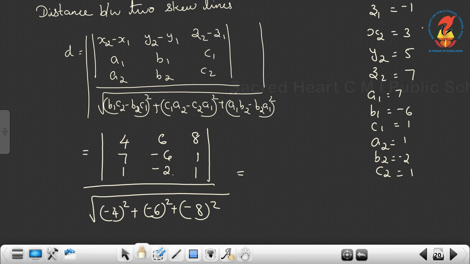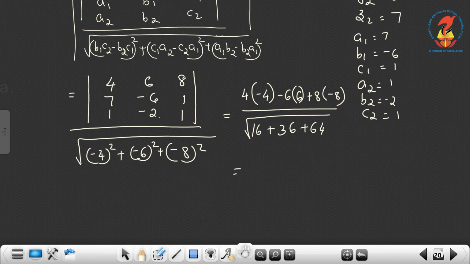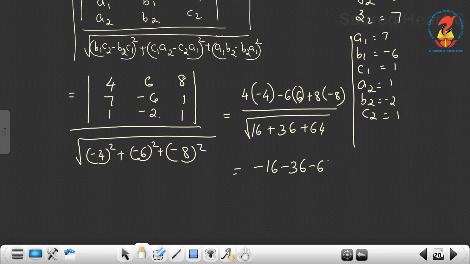Now, what is the value of this determinant? 4 into minus 6 plus 2 is minus 4, minus 6 into 7 minus 1 is 6, plus 8 into minus 14 plus 6 is minus 8, by root of 16 plus 36 plus 64. So that's equal to minus 16, minus 36, minus 64. Modulus sign you have to put. Okay, otherwise the answer is negative.